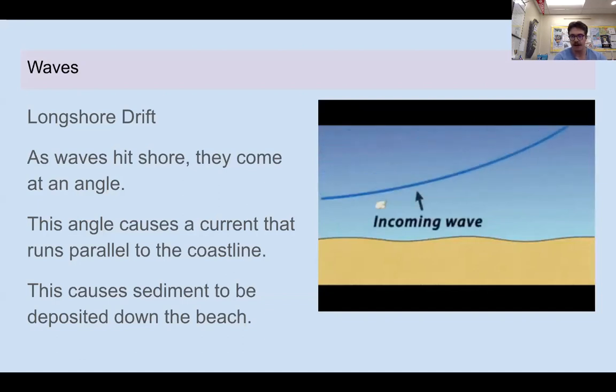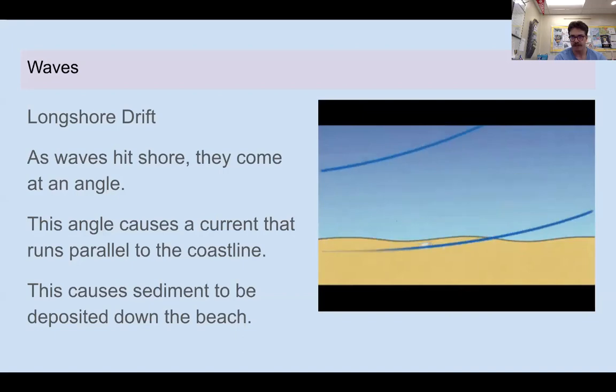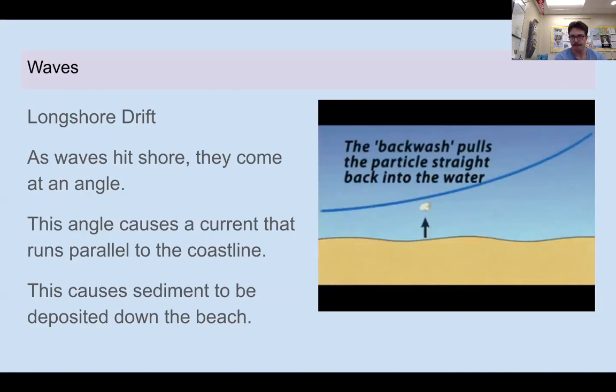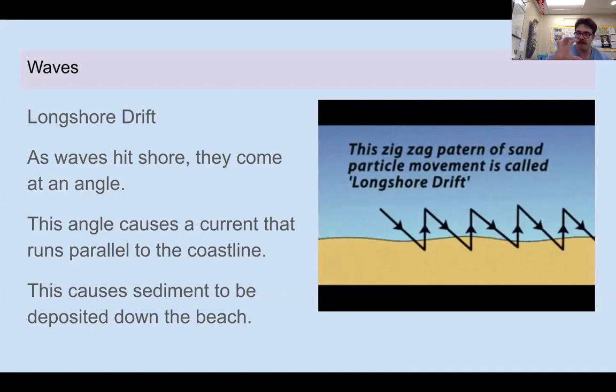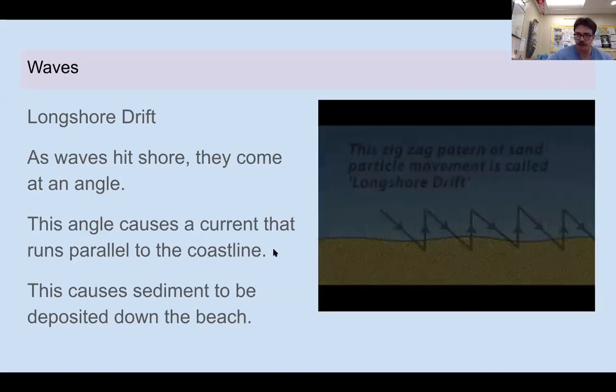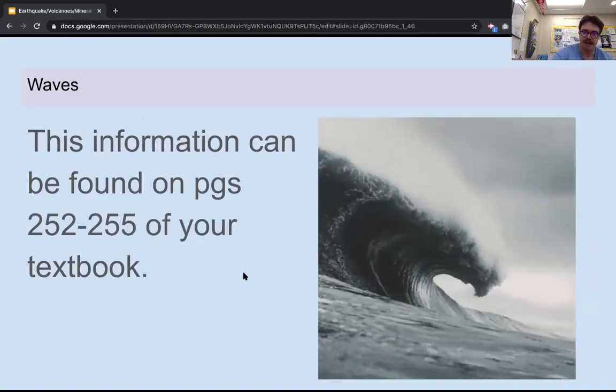You see the wave coming in at an angle. And that sand particle is going to get drawn back out. This is the process of longshore drift and is a way that sediment can be moved across an actual beach. This information can be found on pages 252 through 255 of your textbook. Now let's go ahead and switch over here. Let me show you one more thing here.